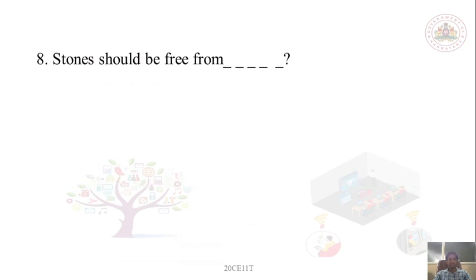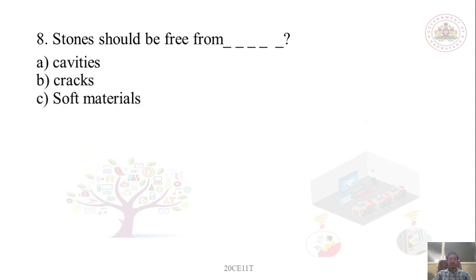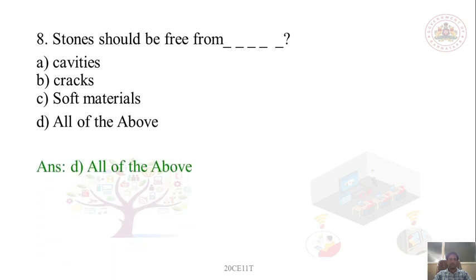The next question is, stone should be free from dash. Choose among the following: cavities, cracks, soft materials, all of the above. Obviously, stone should be free from cavities, stone should be free from cracks, stone should be free from soft materials. So the answer is all of the above.